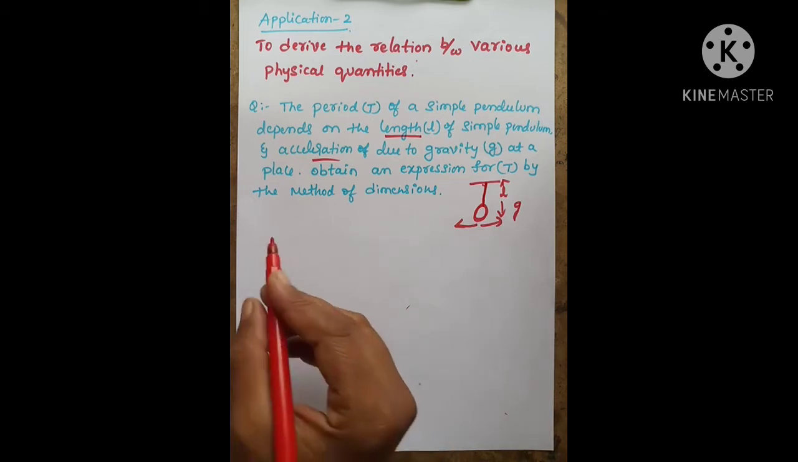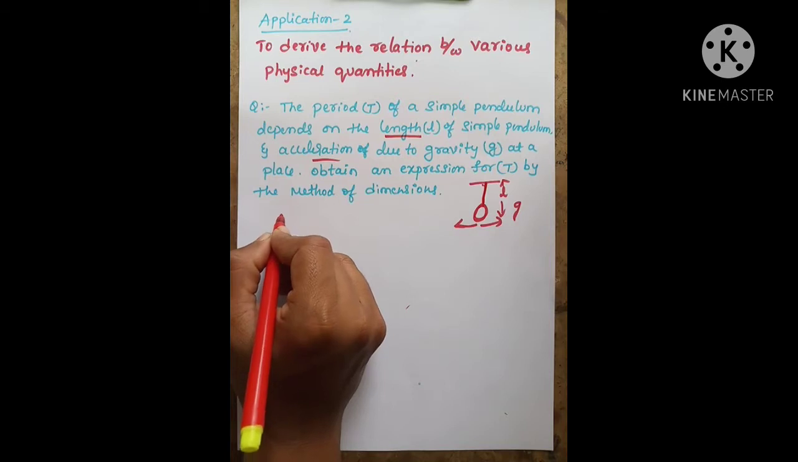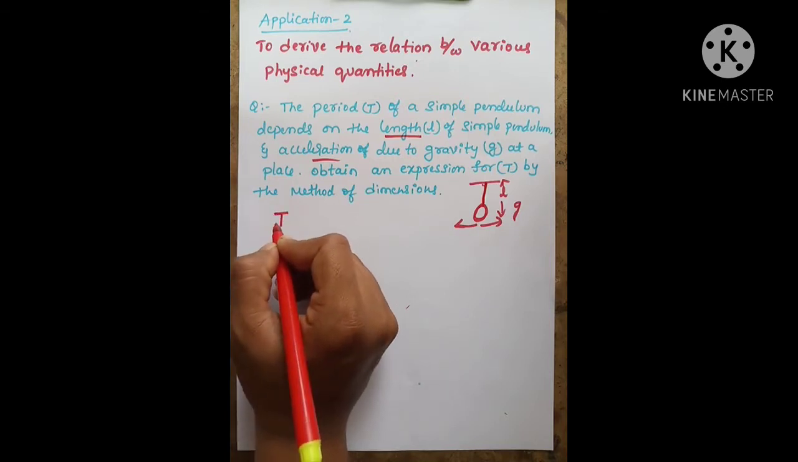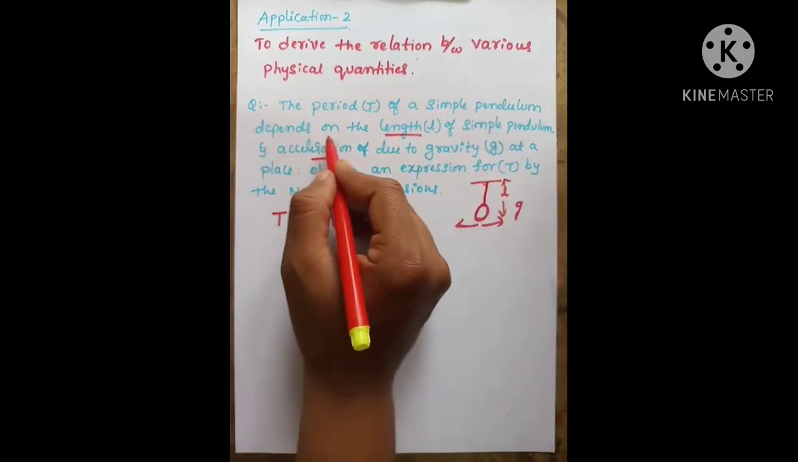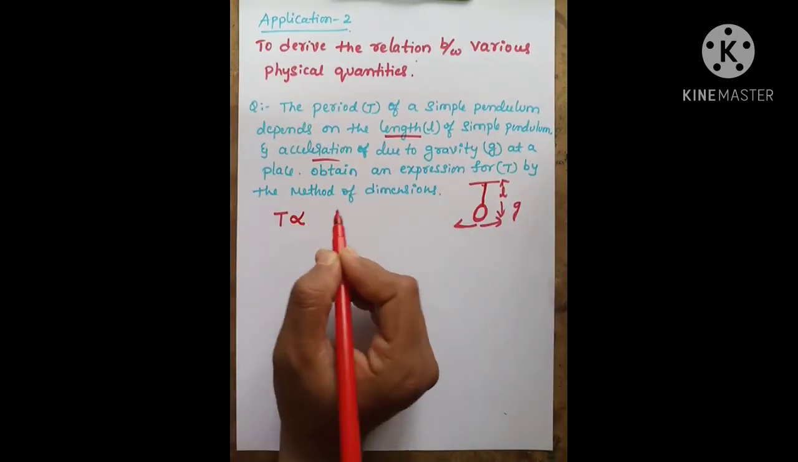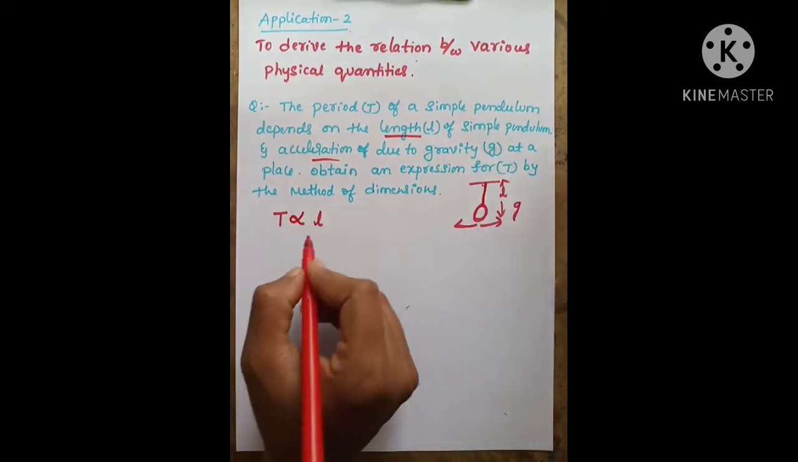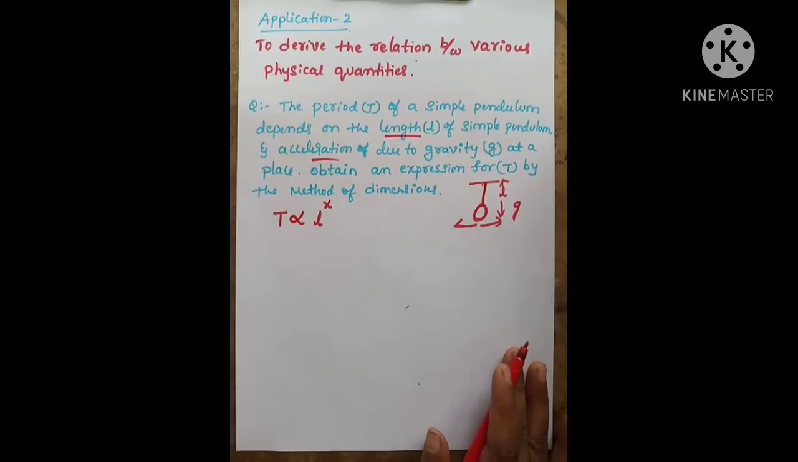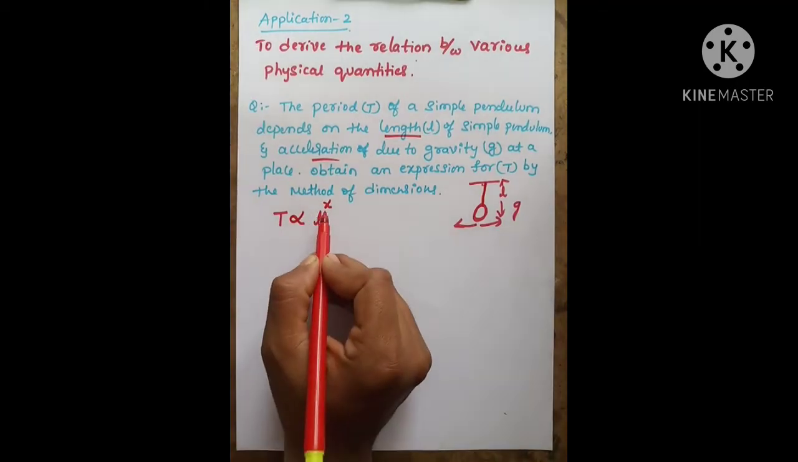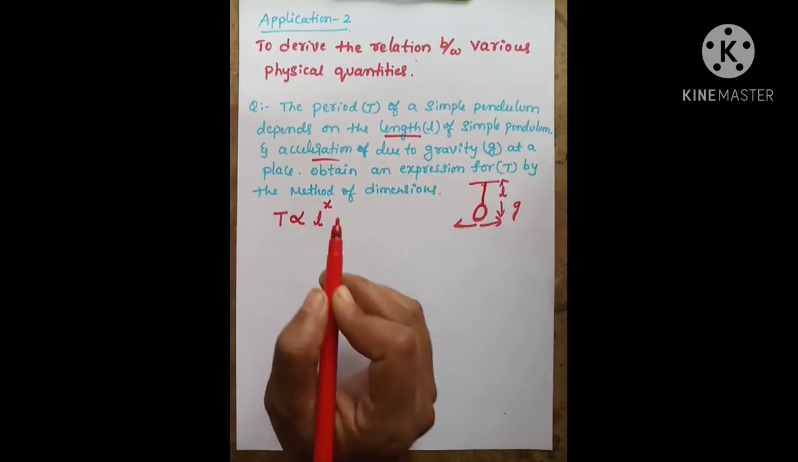First we have to write, obtain an expression for time period. Okay, we want the time period. The time period of the simple pendulum depends on, means directly proportional to, the length of the pendulum to the power of x, because we don't know the dimension yet. So for that we take it as an unknown, that is x in general.